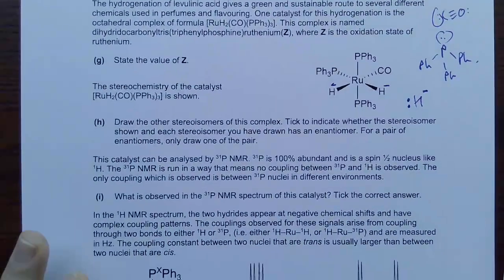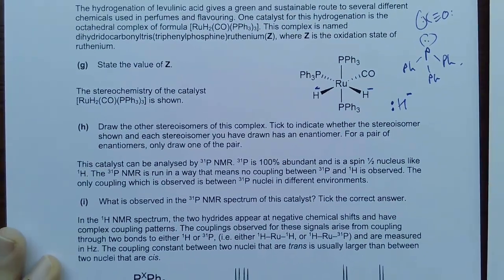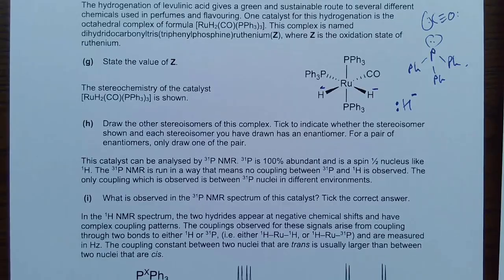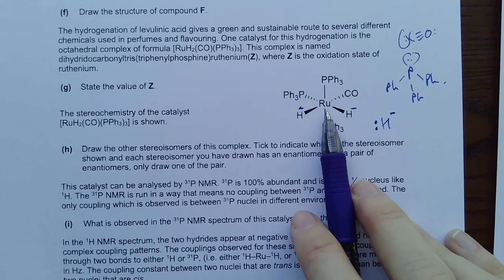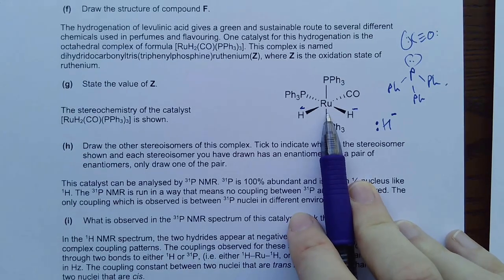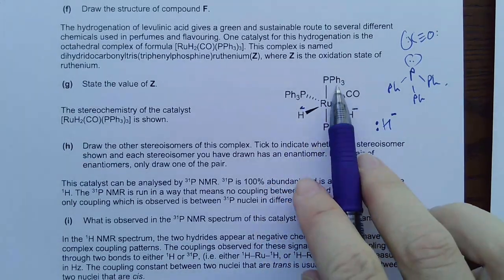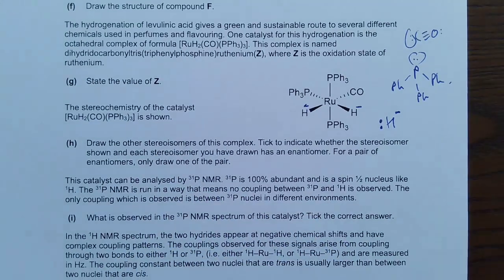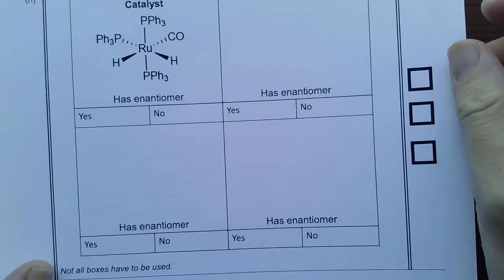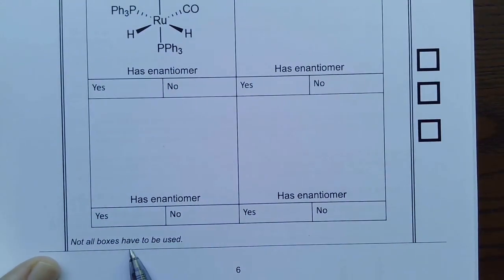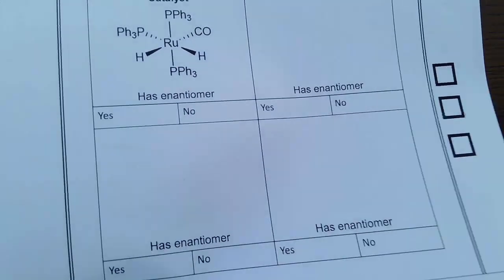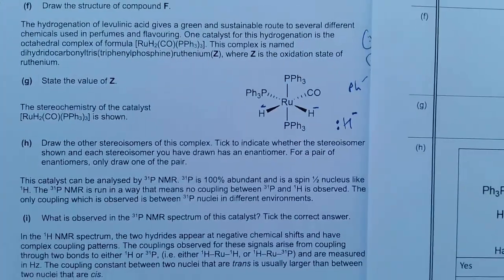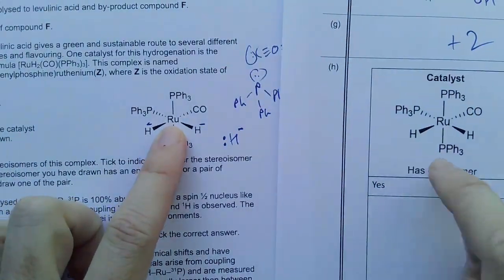And then my favourite type of question, isomer question, especially a stereoisomer question. So this is the stereochemistry, and then it says draw the other stereoisomers of this complex, and you're given 3 more boxes, and it says not all boxes have to be used. Excellent. And they've drawn that one in there for you.